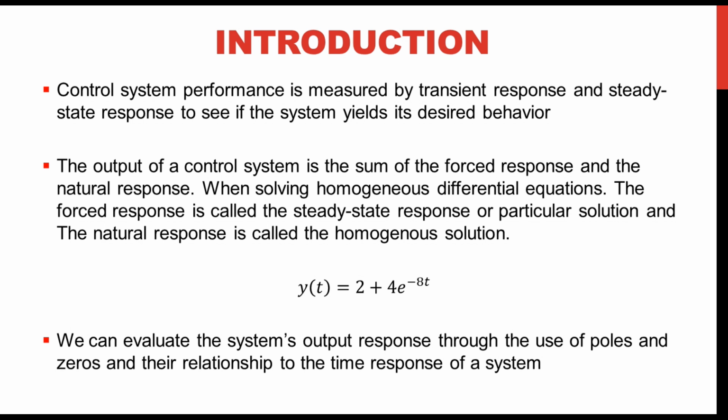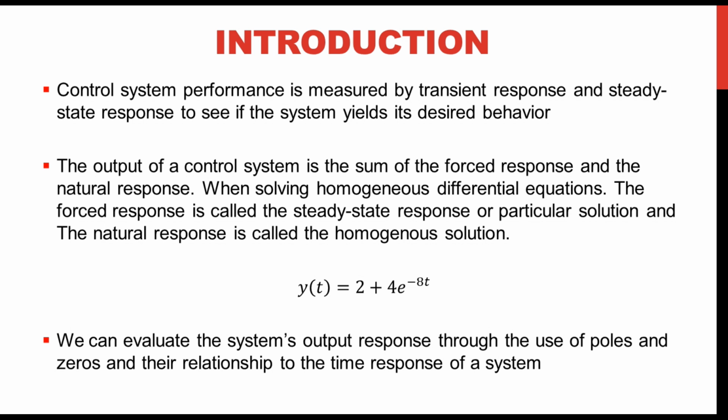A control system's performance is measured by the transient response and steady-state response to see if the system yields its desired behavior. The output of a control system is the sum of the forced response and the natural response. Similar to solving homogeneous differential equations, the forced response is called the steady-state response or particular solution, and the natural response is called the homogeneous solution.